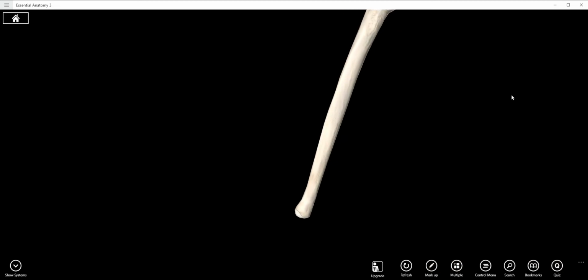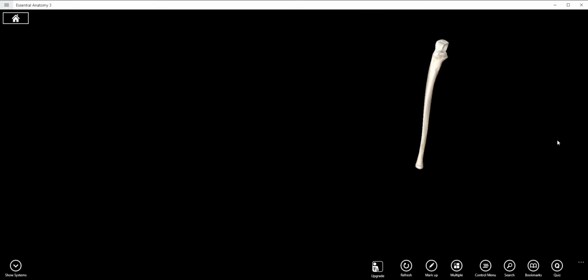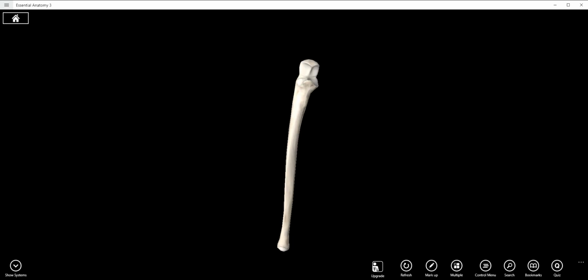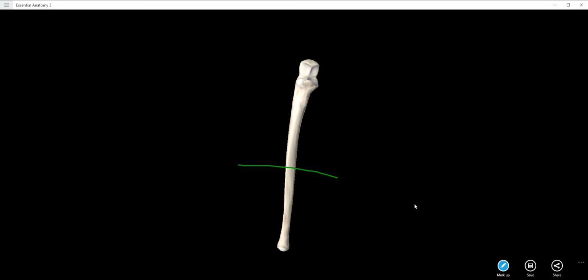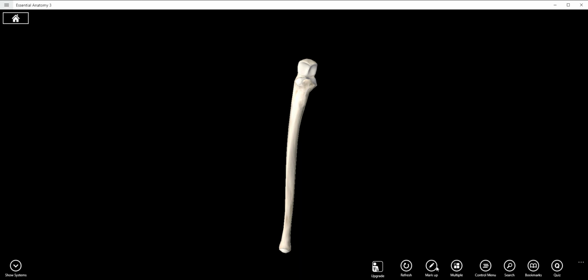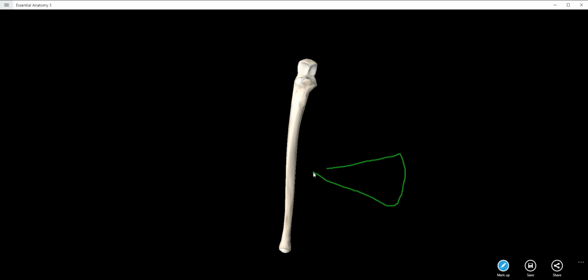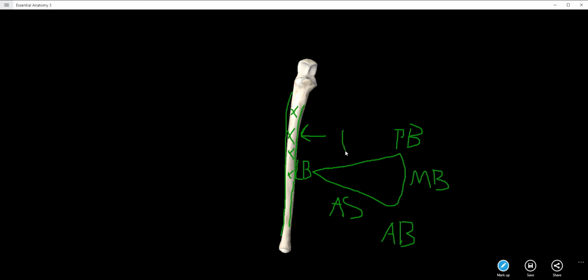So if we were to draw, I'm having trouble here getting it quite straight. There we go. If we were to draw a triangle, first of all, if we were to take a cross section like this and then look down at it from a superior view, what we would see is a triangle that looks sort of like that. Okay, this would be the lateral border. So here, this would be the anterior border, which would be here. And then the posterior border we can't see from this view, but we can see this area, which would be the anterior surface. And then the medial border would be right here.